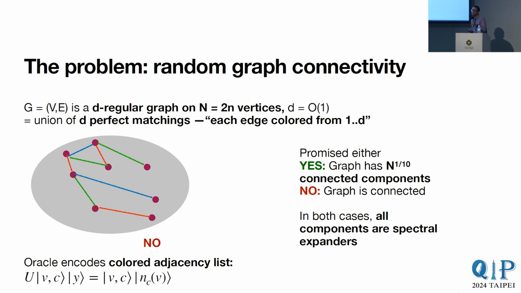And in both cases, every component is highly expanding. So it's a spectral expander with some bound on the second eigenvalue. So this is the setting. And the idea is we want to claim that in the QMA world, there's a quantum state that will let you distinguish between these two cases. And in the QCMA setting, there's no classical string that would help.